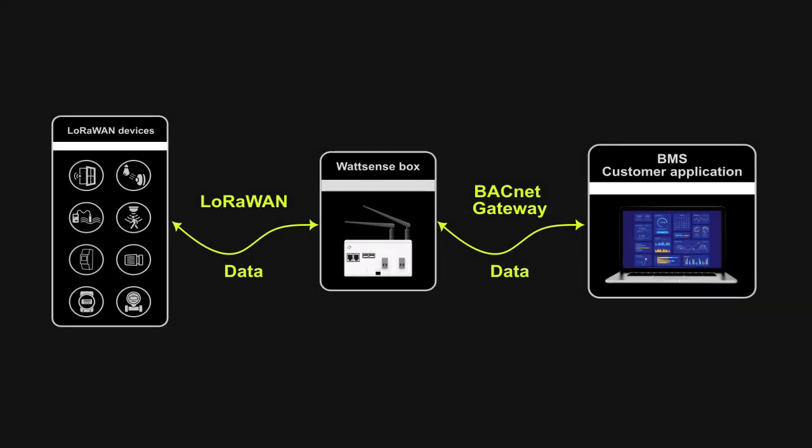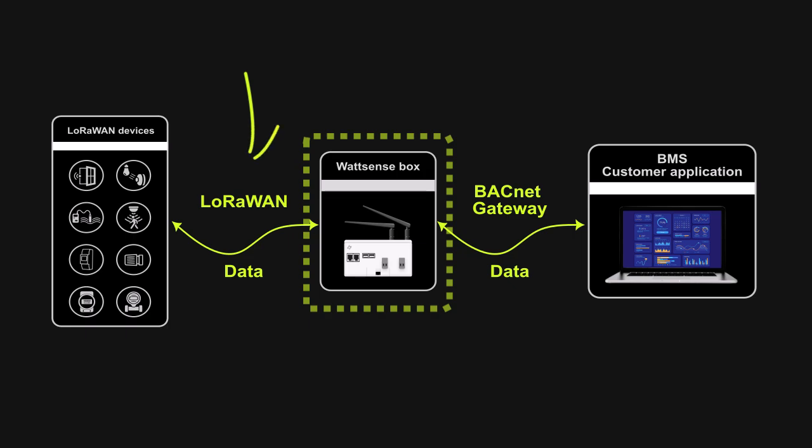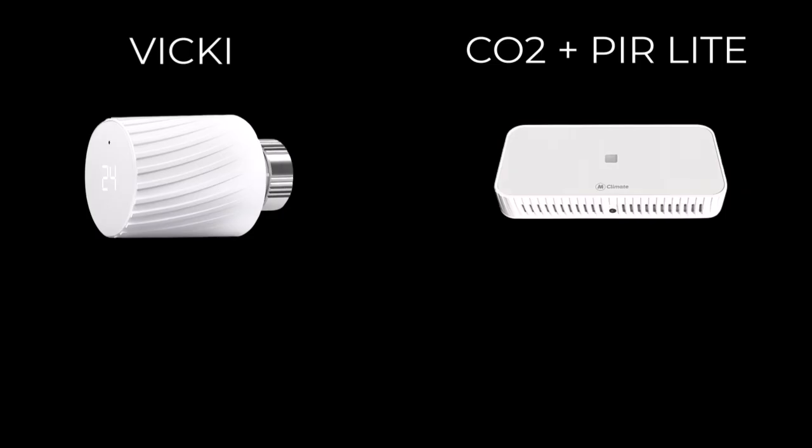How to use the Watsense box to easily implement this solution. The box will act as a gateway. It will handle 100% of the communication with the sensors and make the data available to the BACnet network. Now let's implement the solution.